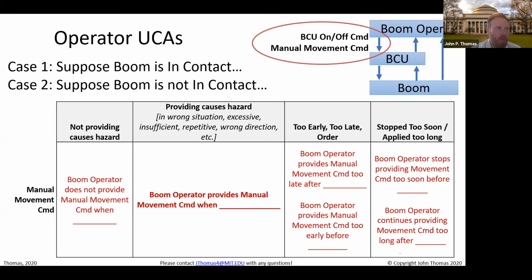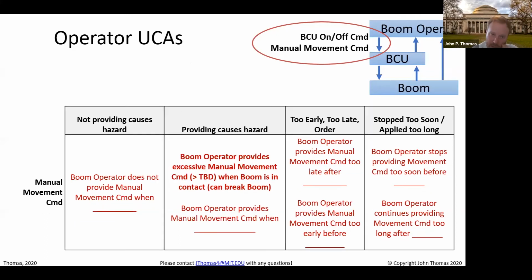And think about those keywords there. Is there a way that you could provide the manual movement command? Yeah, potentially all of them. What if we provide a manual movement command that's excessive when we're coupled to the thing? Could we maybe forcibly break the boom off while it's attached to the receiving aircraft? Potentially, we certainly don't want that to happen. That would count as an unsafe control action.